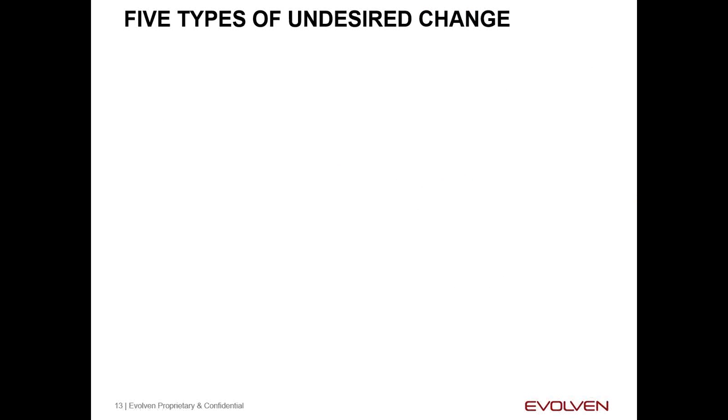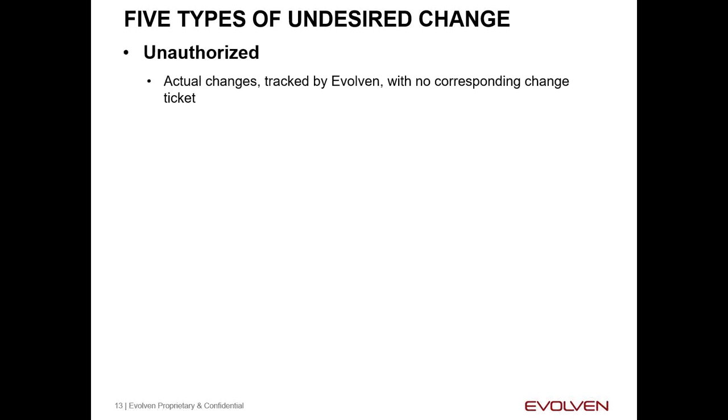So now let's talk a little bit about those 5 types of undesired changes that we think about. The first one is unauthorized, and when you have a change and there's not a corresponding change ticket, that's problematic. That's problematic because especially if it's an environment that should not be changing arbitrarily. That's problematic. So you want to be able to detect and understand when you have these unauthorized changes.